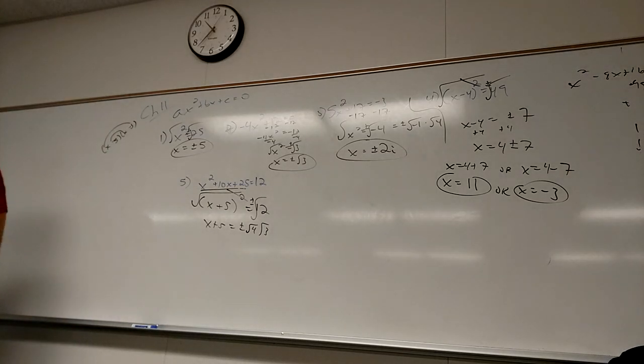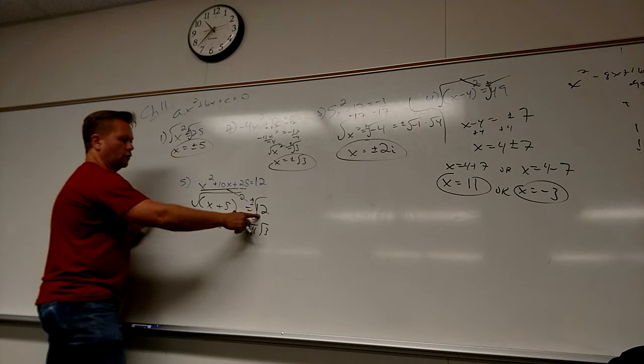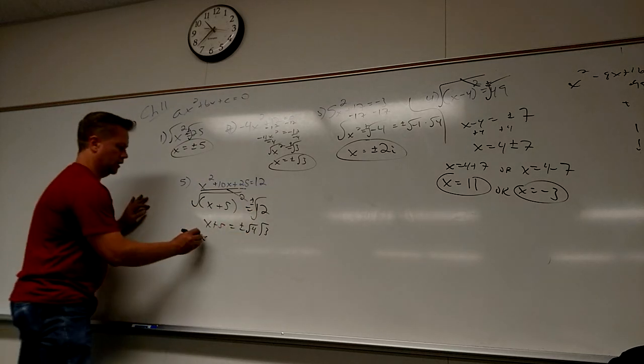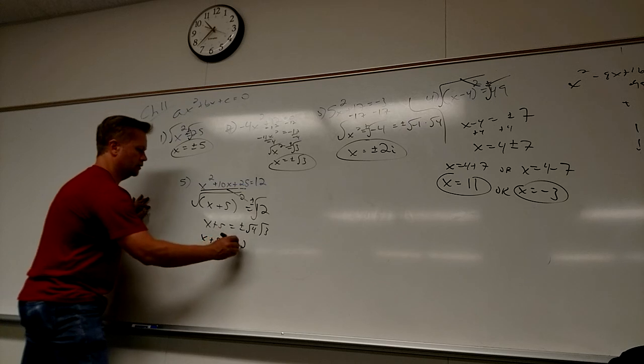Again, it's just like telling me the answer is 8/16. Like, no, it ain't. You got that one more step. So here's rad 12. Don't stop there, because rad 12 has a 4 in it, so you can do something more. So I got x plus 5 equals plus or minus 2 rad 3.